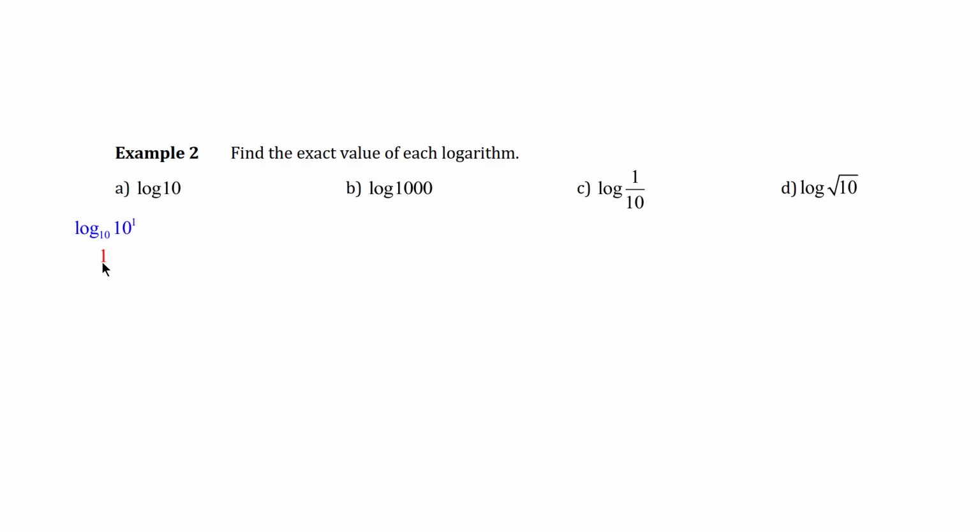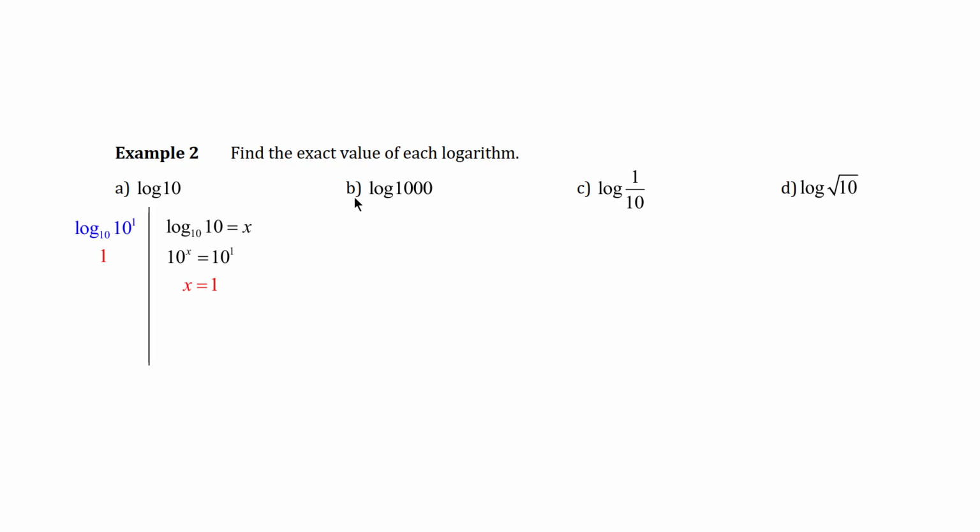Now, if we didn't remember what property number 2 was, we could also solve this by setting this logarithm equal to x. So we have log base 10 of 10 equals x. From here, we could use the logarithmic definition to convert this into an exponential equation. This would be 10 to the x power equals 10. Next, we use the uniqueness property of exponents. We get x equals 1. So log of 10 simplifies to 1.